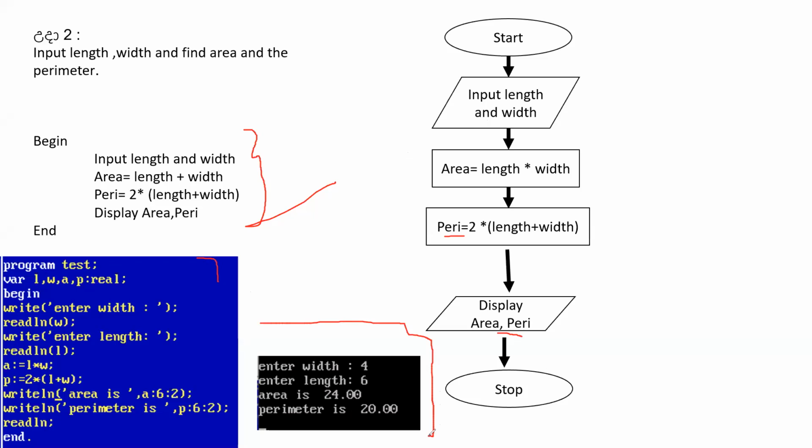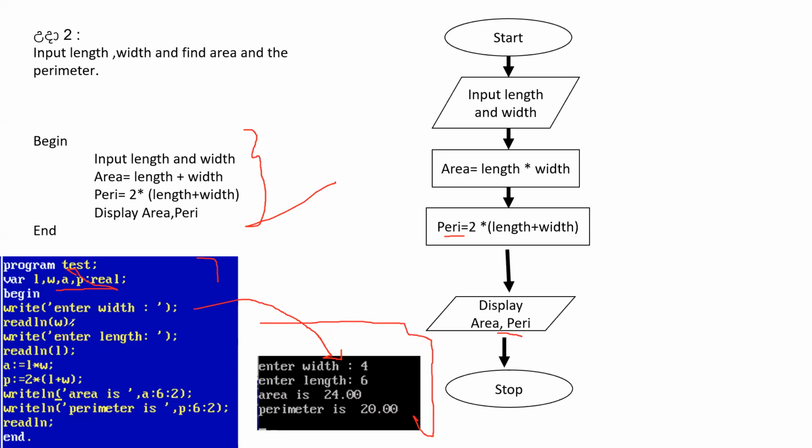Now here, when you are entering the numbers, sometimes it can be decimal points, numbers having decimal points. Because of that, I am taking all these variables as real. Then, the same way, I have used the same program name test and write enter width. See how this output is here. Enter width, I have put 4.